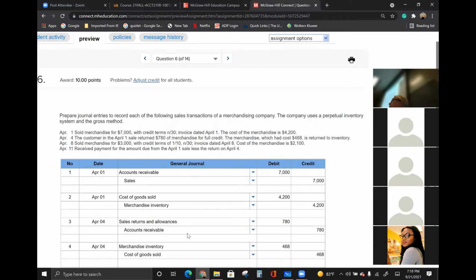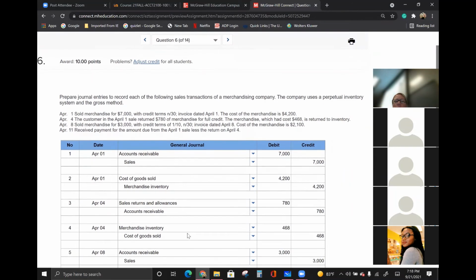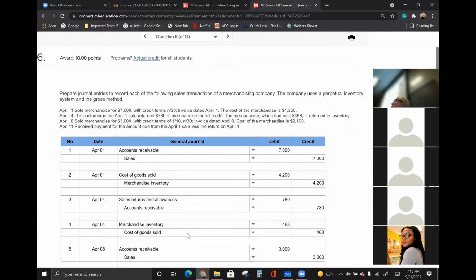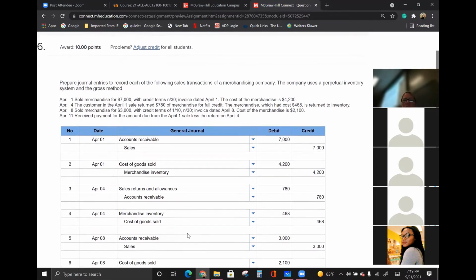So when I sell the merchandise on credit, I'm going to debit accounts receivable, $3,000. Credit sales, $3,000. That takes care of my sales side. I have to record the cost of the inventory going out, which is $2,100. So cost of goods sold is my debit for $2,100. And I'm crediting inventory. Inventory is leaving for $2,100.